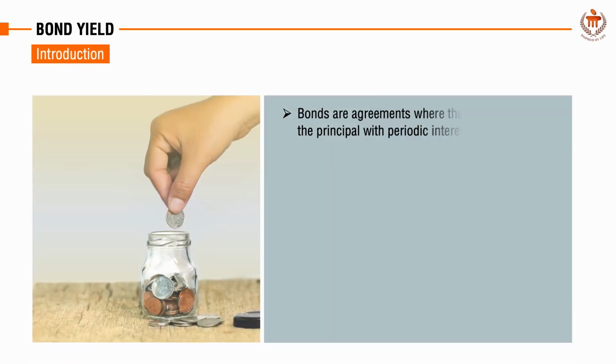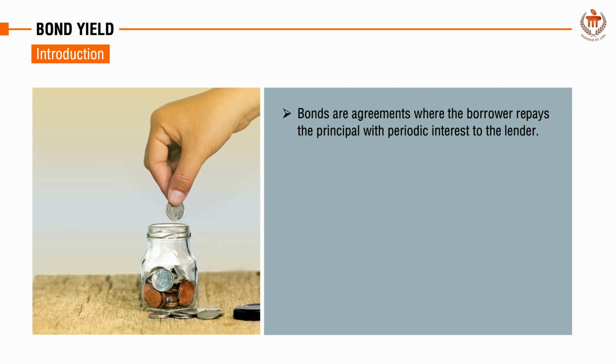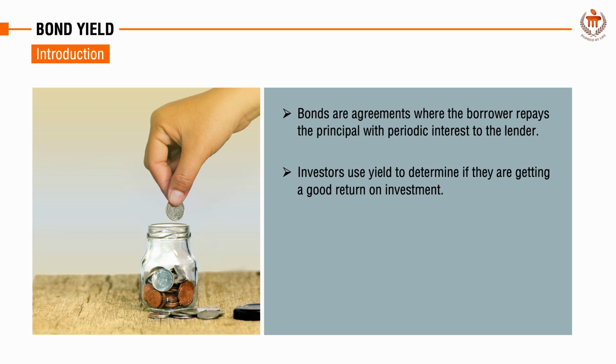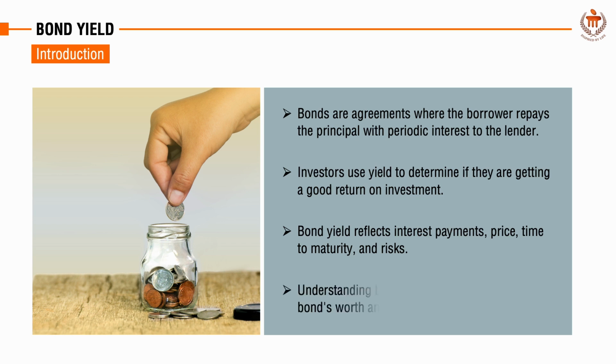Think of bonds as an agreement between the borrower and the lender, where the borrower pays back the principal along with the periodic interest. But how do investors determine whether they are getting a good return on their investment? That's where the concept of yield comes in. Bond yield is not just about the interest payments, it's a reflection of the bond's price, the time left to maturity, and the risks involved. Understanding bond yield helps investors make smarter decisions and assess whether a bond is worth its price.